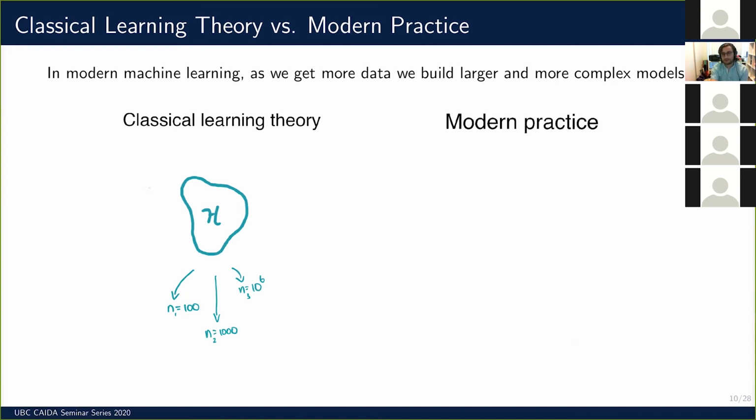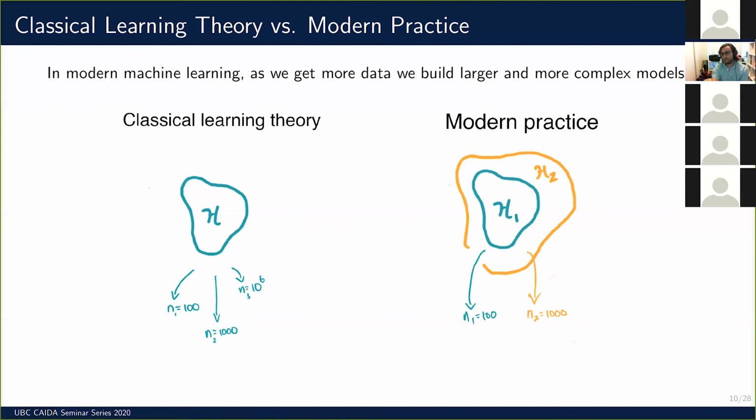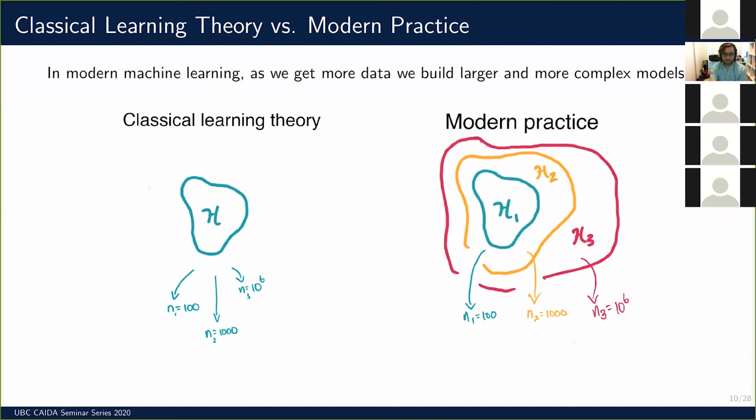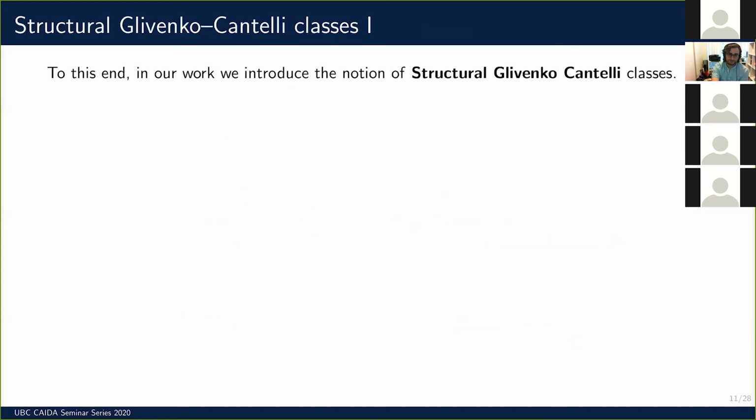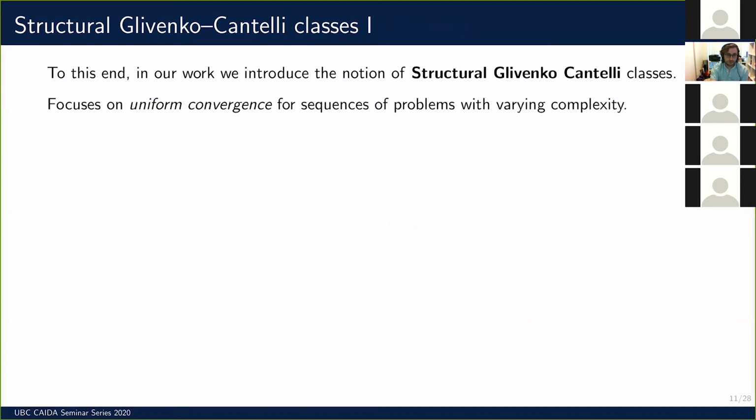But modern practice doesn't do this. Modern practice has one model class when you have 100 points, and a bigger one when you have 1,000 points, and a bigger one still when you have 1,000,000 points. So we need a new notion of uniform convergence for when the complexity is growing with the sample size. To this end, we introduce the notion of a structural Glivenko-Cantelli class, and it focuses on uniform convergence for sequences of problems of varying complexity.